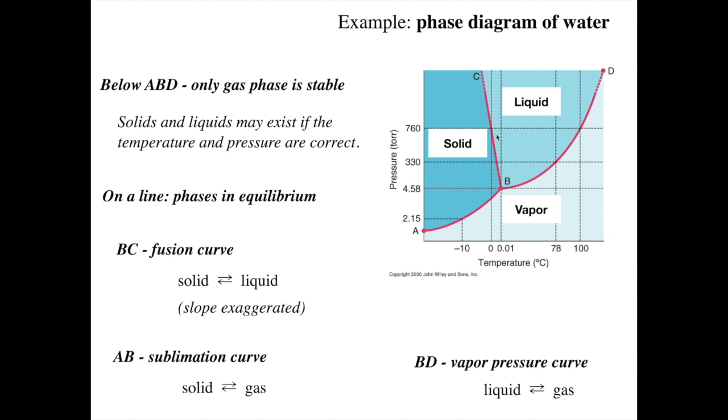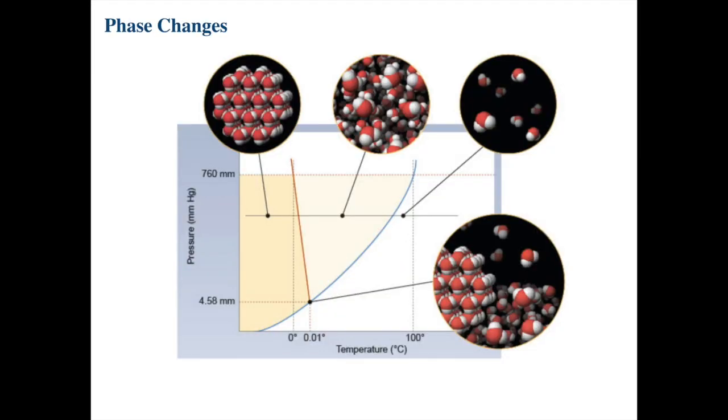If you're right on the fusion curve, B to C, then solid and liquid phases are in equilibrium. If you're on the curve A to B, then solid and gas forms of the substance are in equilibrium. And finally, if you're on the curve B to D, the vapor pressure curve, the liquid and the gas forms are in equilibrium. So if you cross these lines, that's when you have phase changes.